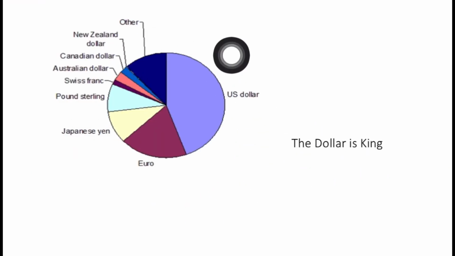As you can see on this Forex chart, the US dollar takes up a big percentage of 74.5%, followed by the euro, then Japanese yen, then pound sterling, then Swiss franc, then Australian dollar, and others. The reason why the dollar is king is because the US dollar is the most traded currency on the Forex market or in the financial markets, with the most transactions. That's why the US dollar is king.